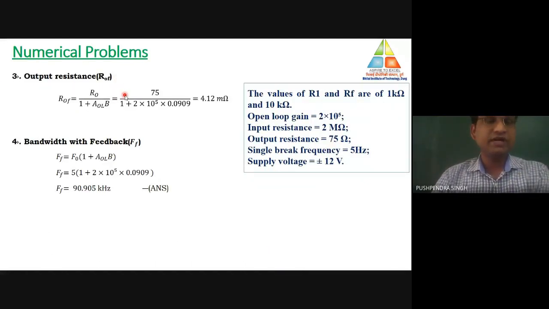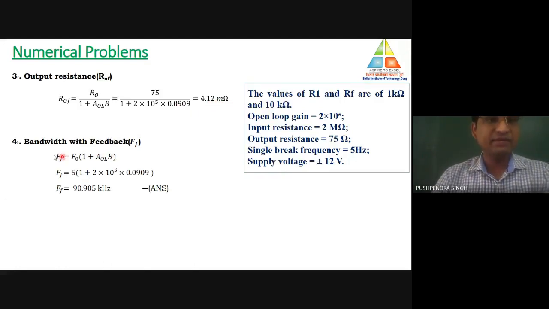Third parameter is output resistance with feedback. In case of inverting and non-inverting, the formula for the calculation of output resistance with feedback is same, which is R0 divided by 1 plus AOL into B. Already we have calculated the value of this B as 0.0909. The value of AOL is given as 2 into 10 to the power 5 and the value of R0 is given as 75 ohm. After substituting the values, final result is 4.12 milliohm.